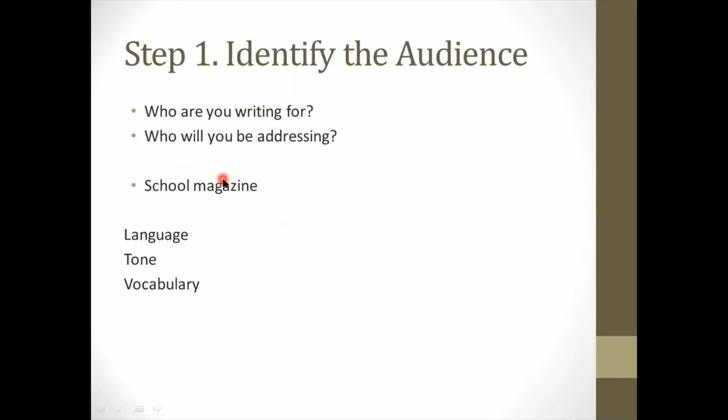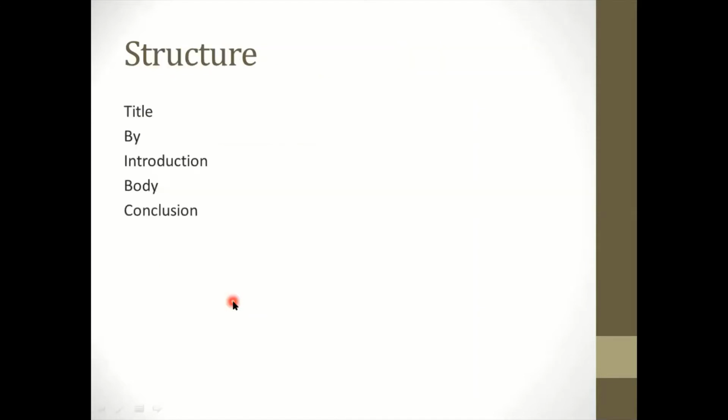If it's for a school magazine, then this is going to dictate your language, tone, and vocabulary. So now you know what kind of language to use. You know what tone to use because you are going to reach out to children who will be similar to your age or close to your age. So you will also know what vocabulary to use. It's not going to be a very formal writing. You have to keep a semi-formal register here because you will be reaching out to children who are of the same age. Okay? Now, audience is done.